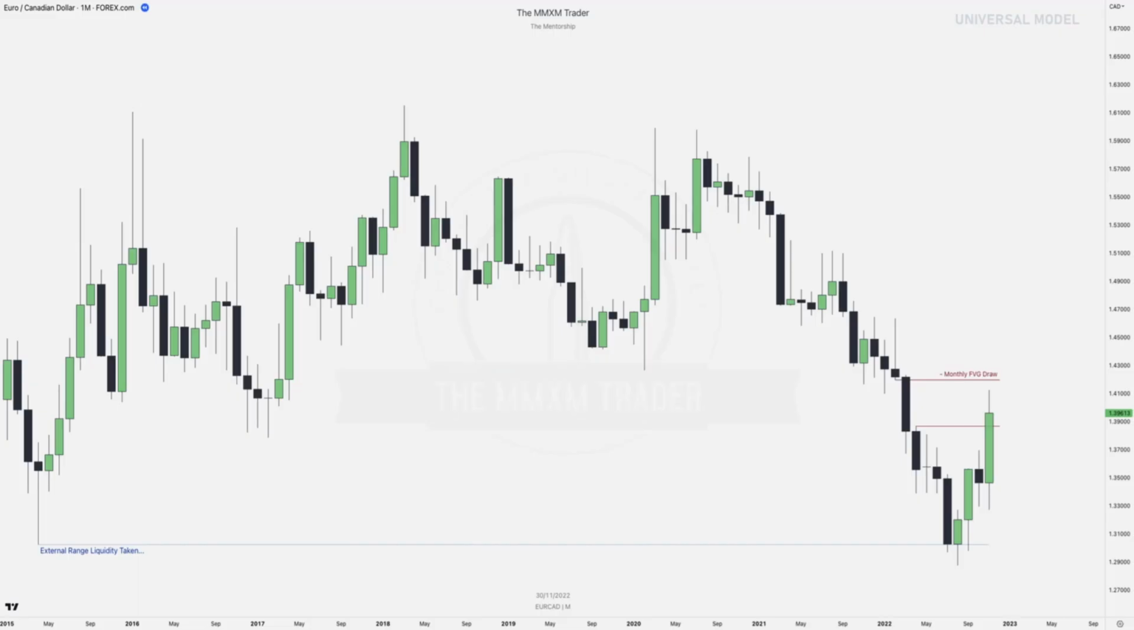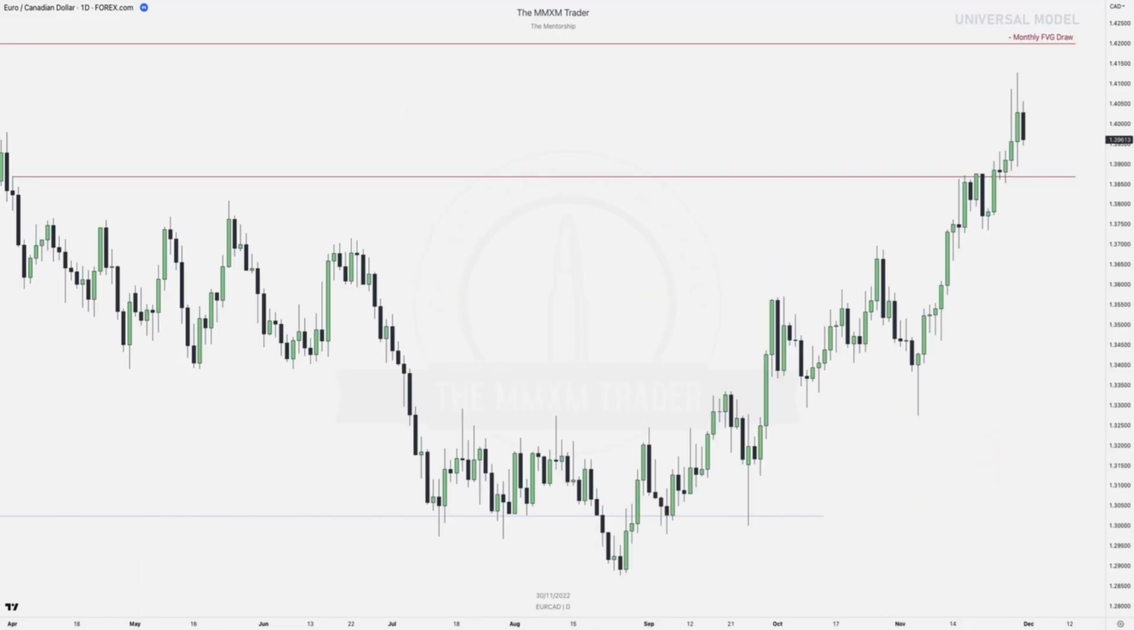So that monthly fair value gap draw, going in from a long-term perspective, right? Think about those time frame alignments. We're going to go to our intermediate term perspective, which on this occasion is the daily time frame, right? Because we're swing traders, so we want to have our daily time frame in line with our long-term perspective, which is that monthly draw on liquidity.